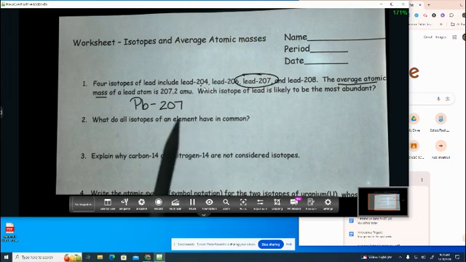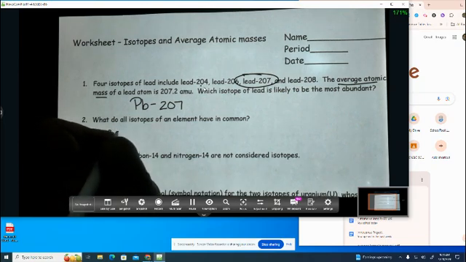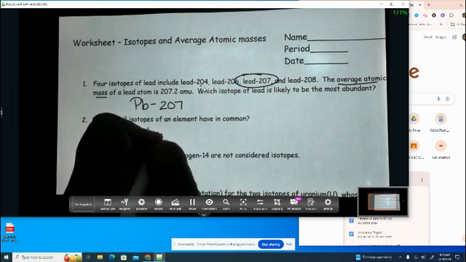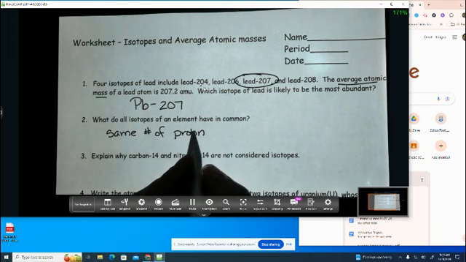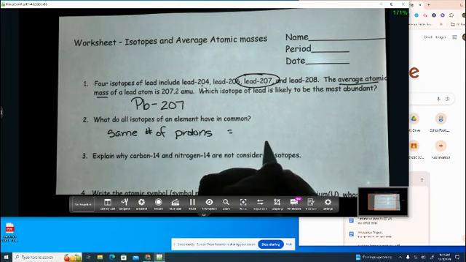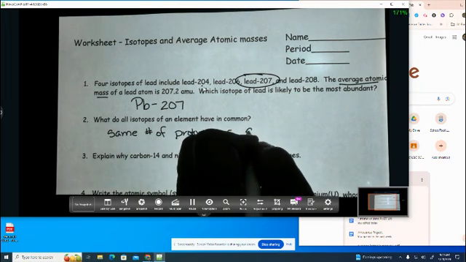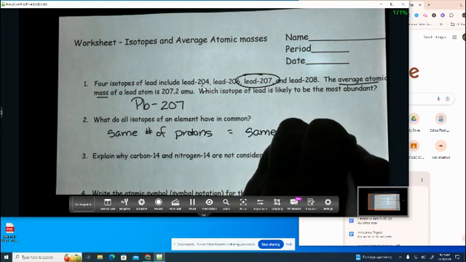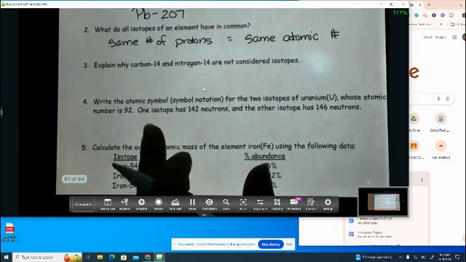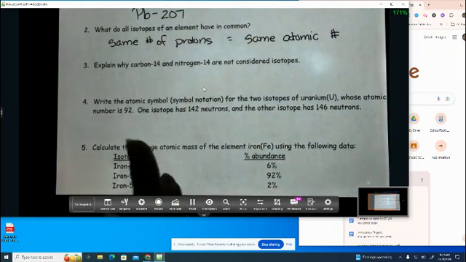What do all isotopes have in common? Olivia, do you know? I'll give you a hint. Same number of... Good. They have the same number of protons. Another way of saying that, Jasper, is to say they have the same atomic number. We've talked about that for a couple days now, so moving on from it, hopefully you have that in your brains.